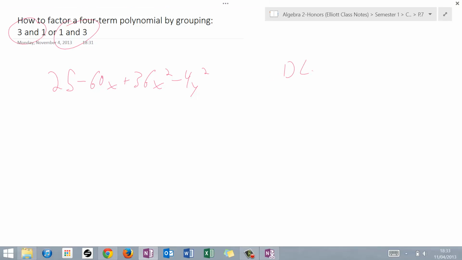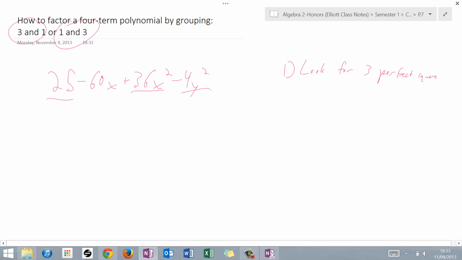Step 1, look for 3 perfect squares. Doesn't matter the signs, we're just looking to find them. 3 perfect squares. There's 1, there's 2, there's 3. If you got 3 perfect squares, you probably have a 3 and 1.